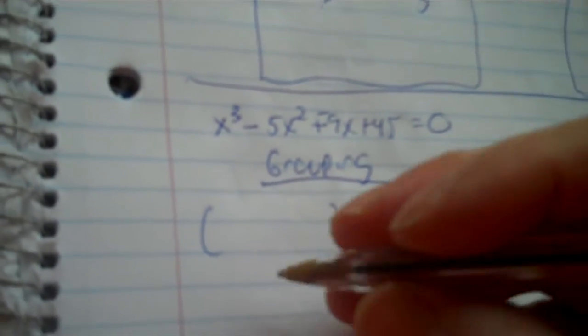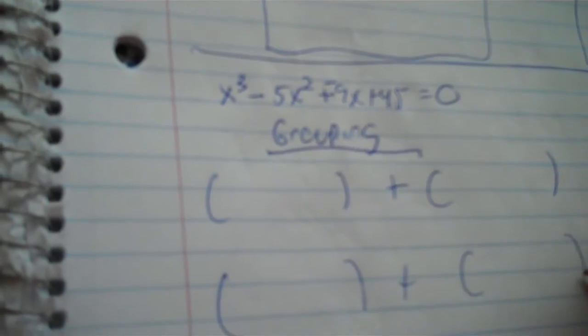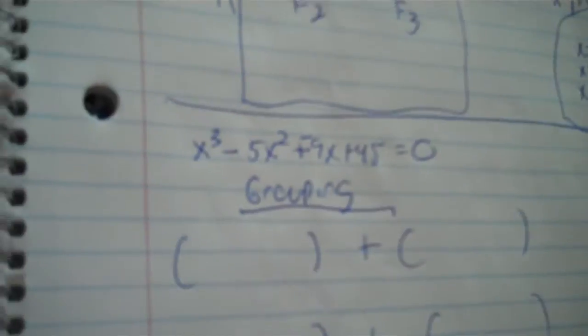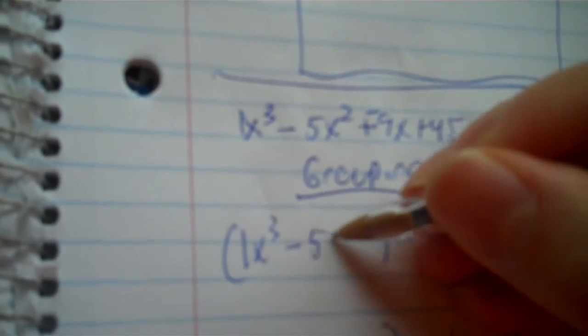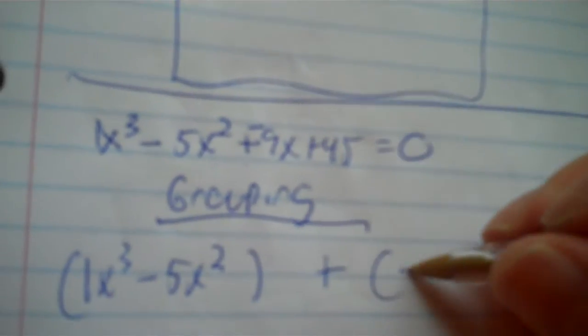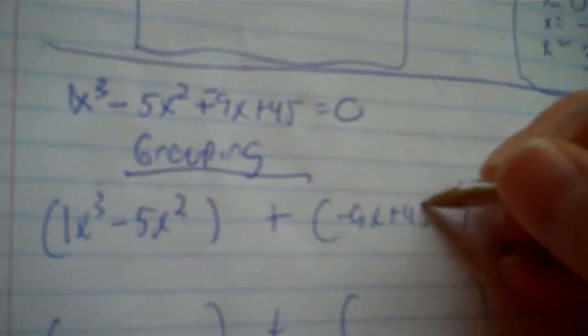Plus negative on the 9. Then the same thing with lines outside, and right there. And then equals 0 down there. Remember the last part's little parentheses, big parentheses. So you have 1x to the third minus 5x to the second. And then you have negative 9x plus 45.